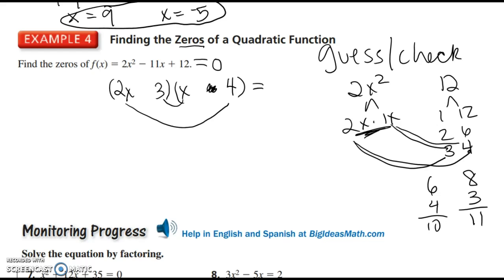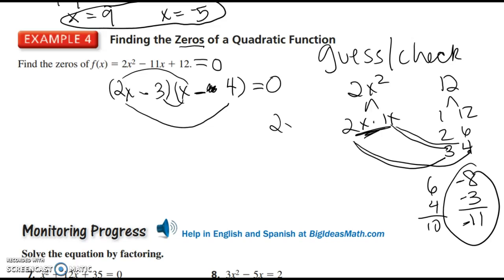From here I need to check my signs. I need a negative 11. So if I have a negative 3 and a negative 8, that would give me negative 11. So I'm going to put negatives here. So I'm thinking these are my factors. I would probably double check by foiling again.